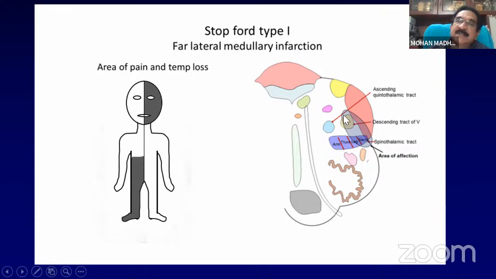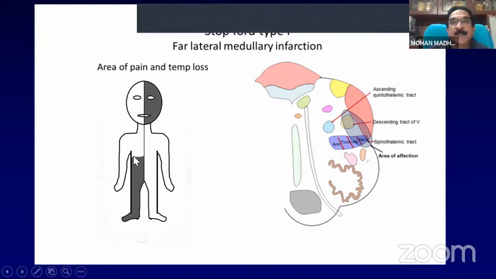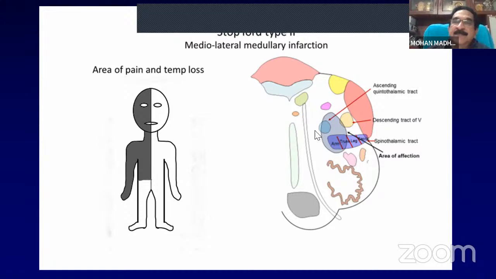Suppose the infarct is located in the lateral part, far lateral part here. It is affecting the descending tract of the trigeminal nerve and the lateral part of the spinothalamic tract. In the lateral part, as you know, the lamination is such that it carries pain fibers from the contralateral lower limb. So what you're going to get is loss of pain and temperature on the ipsilateral face and contralateral loss of pain and temperature on the opposite lower limb and lower trunk. It spares the upper limb. So that is called Stopwatch type 1 or the far lateral medullary infarction. Now let's see when the middle part is affected.